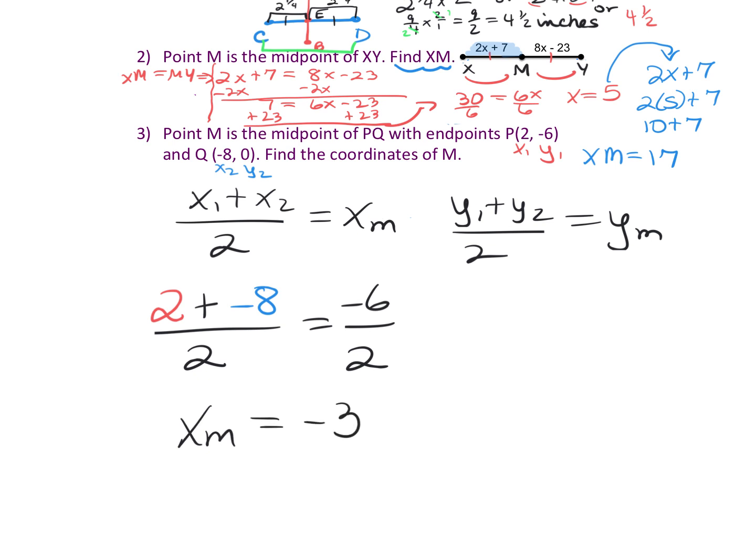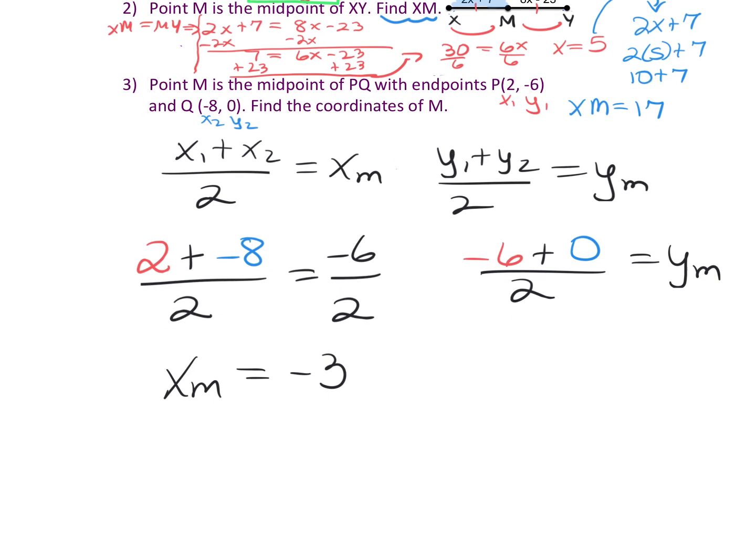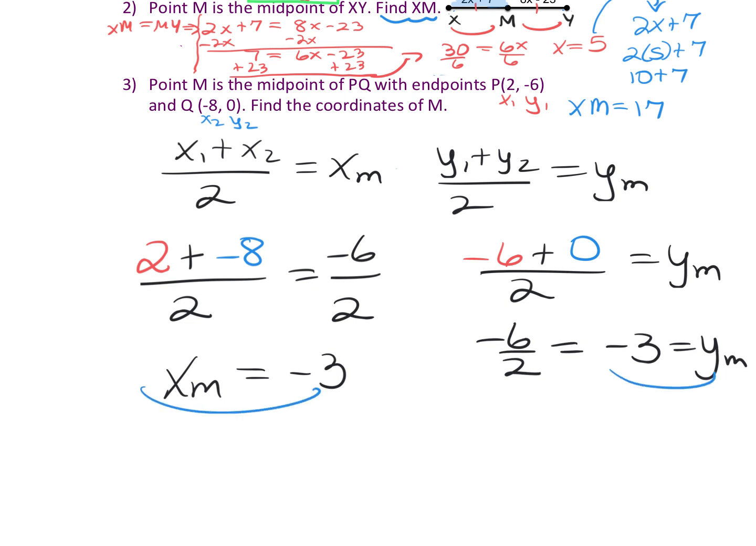For the next one, my y1 is negative 6. I'm going to add that to the y2, which is 0, divide by 2. And again, remember, it's giving you the y of the midpoint. So I end up with negative 6 over 2, which gives me negative 3, which is the y of my midpoint. So now I'm going to take both of these answers and put them into an ordered pair. So the final answer here for the midpoint, point M, is negative 3, negative 3.